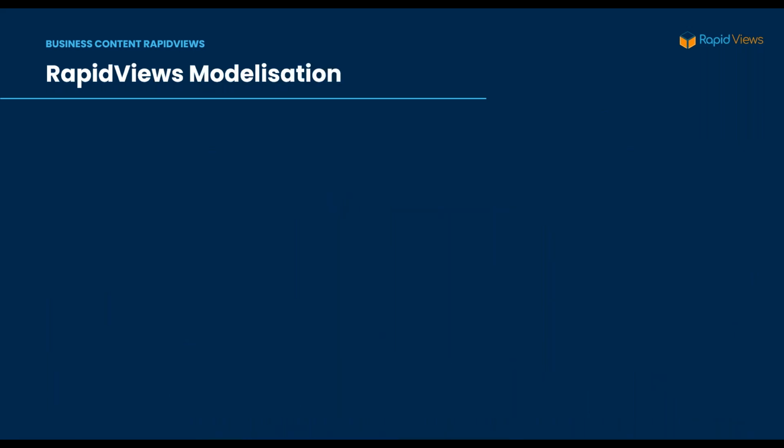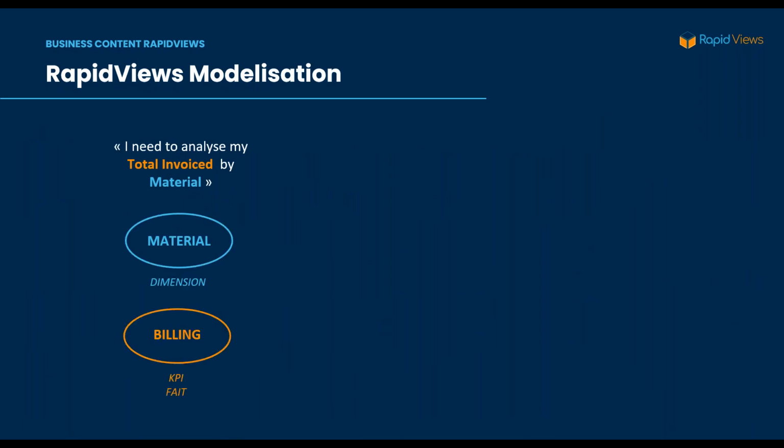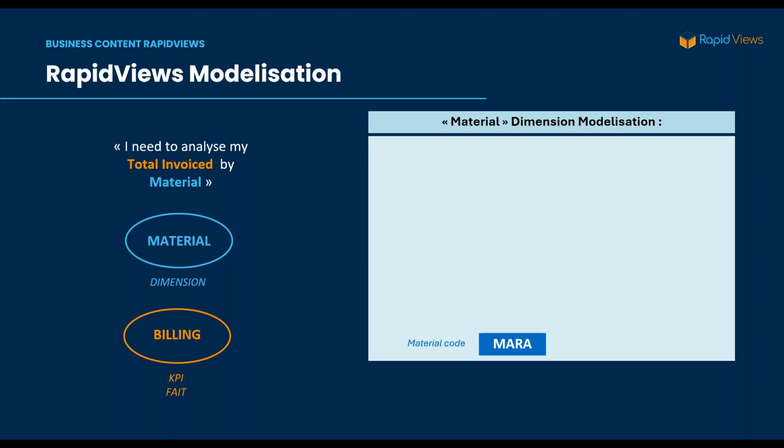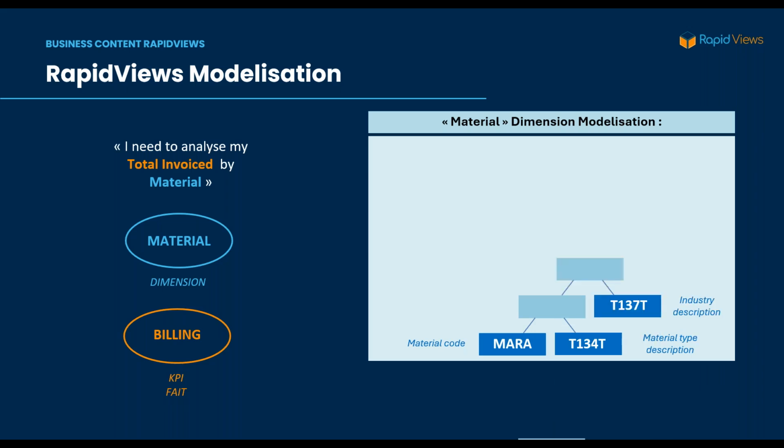Okay, so very quickly, if you typically want to do a report and bring back a total invoice per material, you need to build the dimension material and the fact table billing. What is the material dimension? You need to be able to access a lot of different tables, right? So it's what we started to build, using different SAP HANA technology.